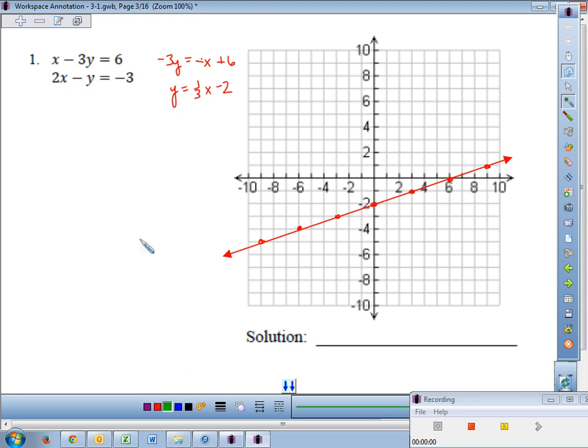The second line we've got to put in slope-intercept form also. So I'll subtract 2x over and then divide by negative 1, which changes all the signs.